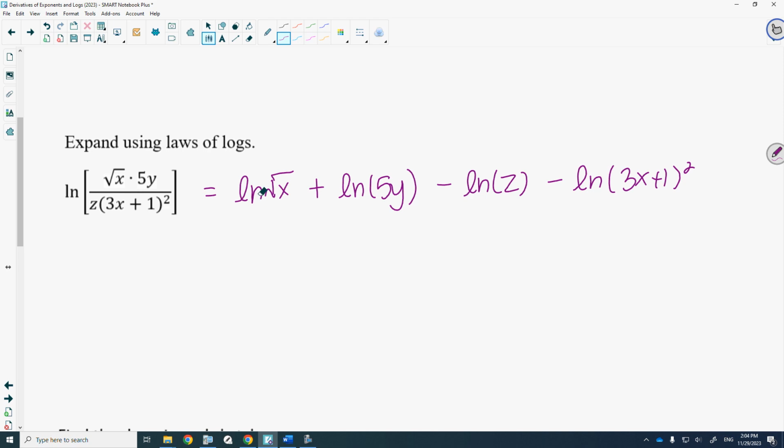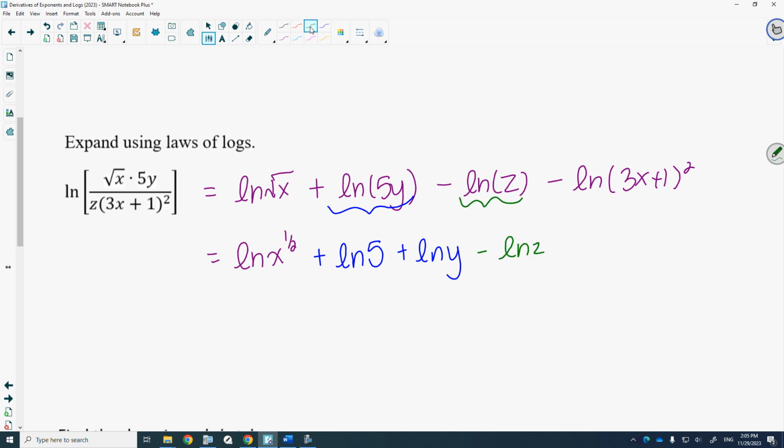So this is equal to the natural log of x to the 1/2. The reason why we want to write that is because then I'm going to eventually bring that 1/2 in front. This could also be broken up into two natural logs. Do you know how I'd break this into two natural logs? Shaywa, what would this be? Of y. Yeah, this can be further simplified. So plus the natural log of 5 plus the natural log of y. This guy right here can't be simplified any further. So this is just minus the natural log of z.